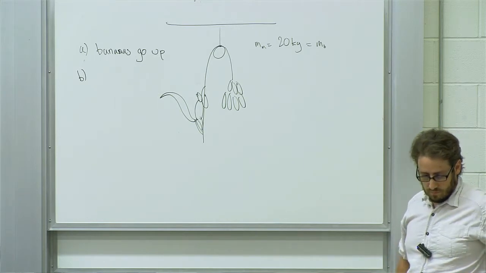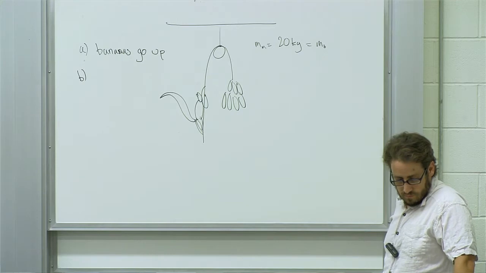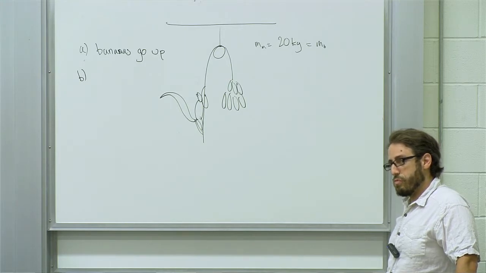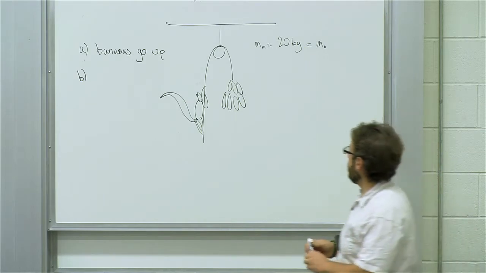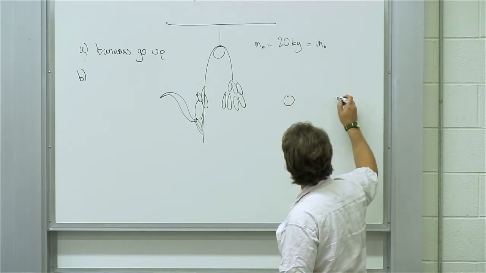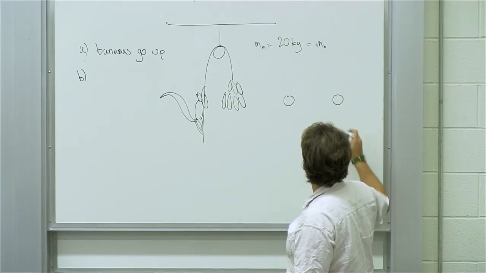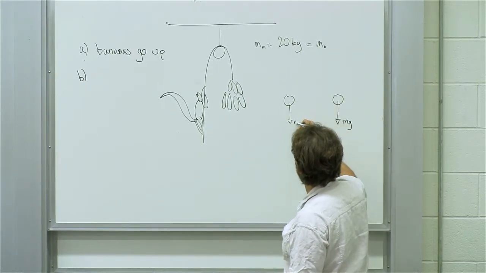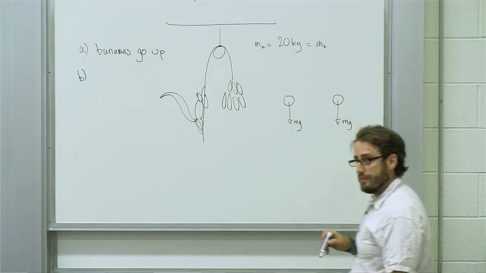Well, so I guess if the monkey were climbing, the bananas are being pulled upward with the same force as he is pulling himself upward, so I guess they would both rise at the same rate. All right, so let's think about the free body diagram, right? For the monkey and for the bananas. Force on the bananas is mg down.